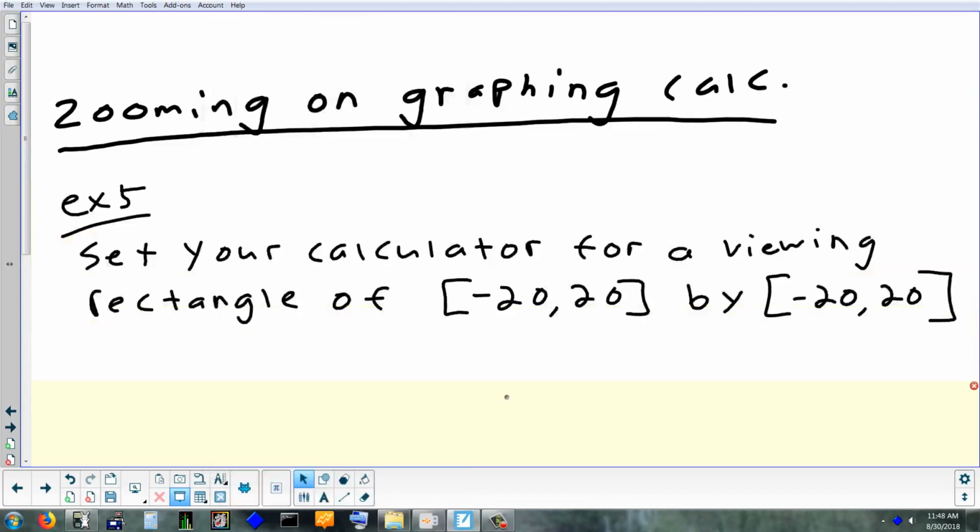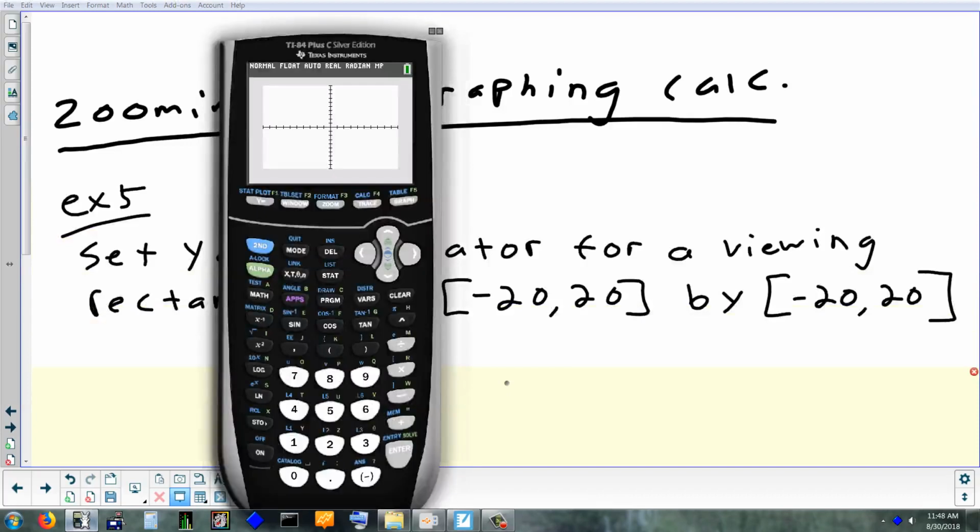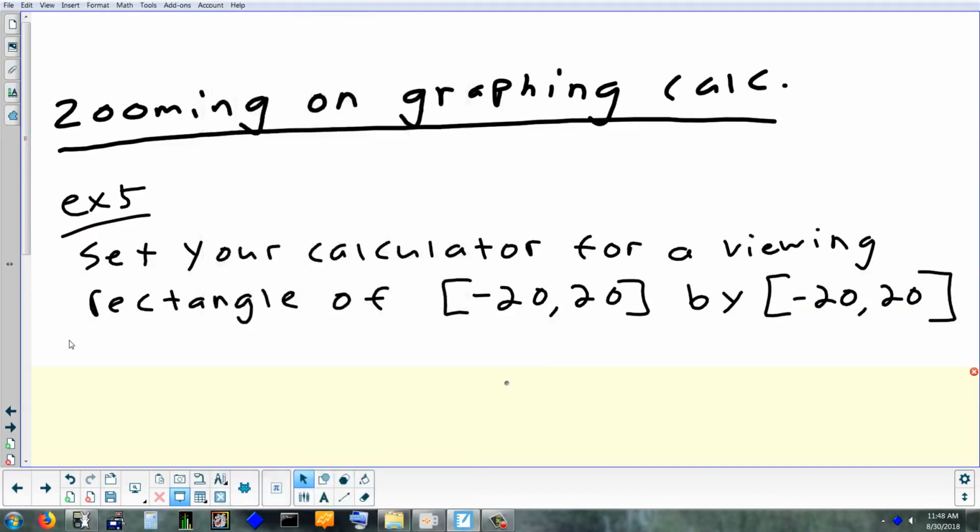So what we're going to do is we're going to change the window. We're going to look a little higher than 12. Now, really, there's only one number we need to change. Okay, I'm going to have you practice changing all 4. All you would have to change is y max. If you look higher, you'll see the parabola. You don't need to look further left, you don't need to look further right, but we'll practice typing it in.